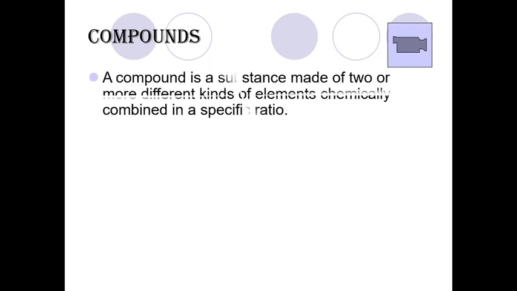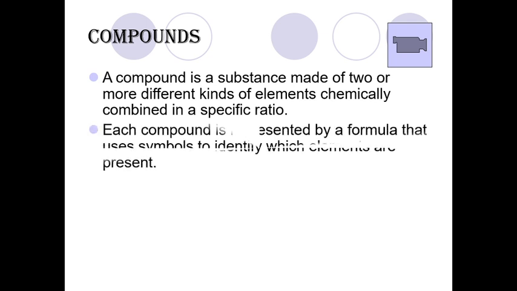So what are compounds? Compounds are basically substances that are made up of two or more, and here's the valuable word I want you to pay attention to, different kinds of elements. A compound is a substance made up of two or more different types of elements that are chemically bonded together in a specific ratio. I'll explain what a ratio is after I'm done with this.